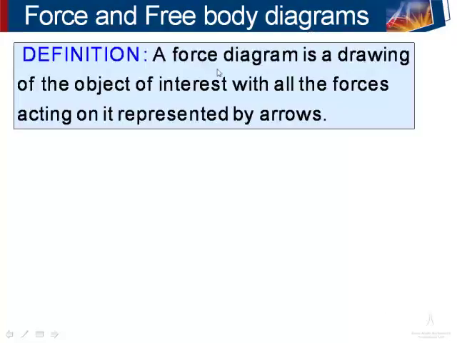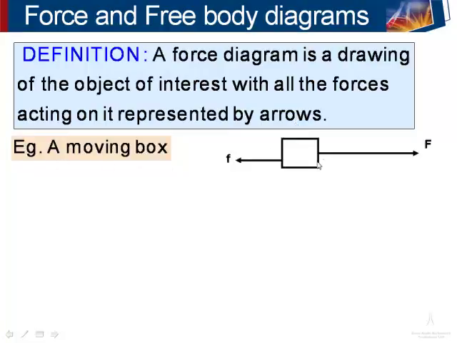We're now going to look at force and free body diagrams. The definition of a force diagram is a drawing of the object of interest with all the forces acting on it represented by arrows. Here we can look at an example of a moving box. There's the box, the applied force represented by a vector, an arrow, and a capital F for the applied force. In the opposite direction we have the frictional force with a lowercase f. This is a force diagram.